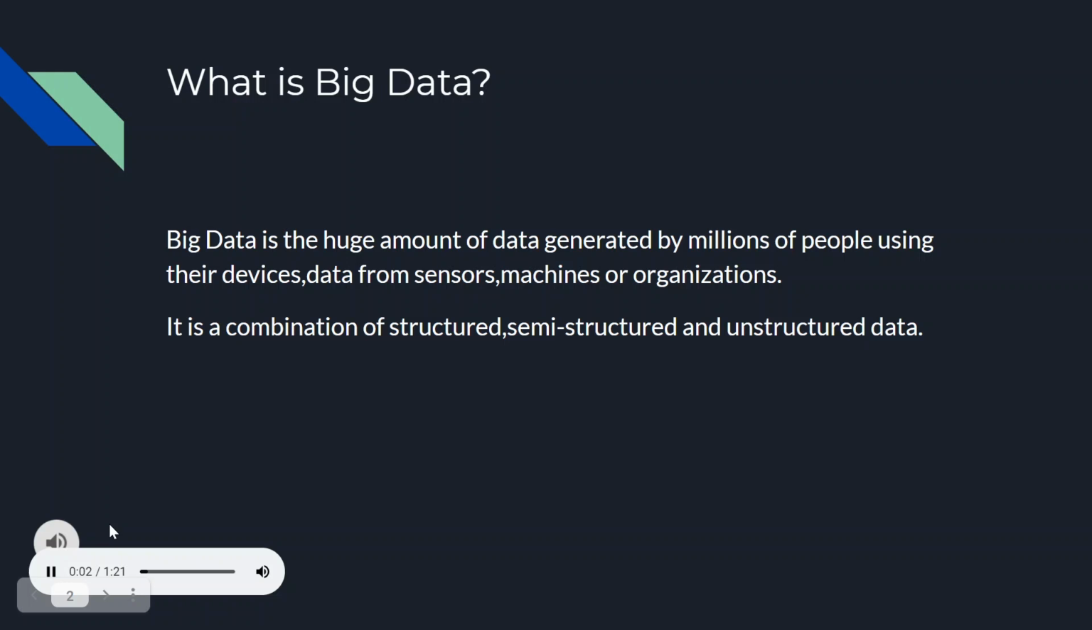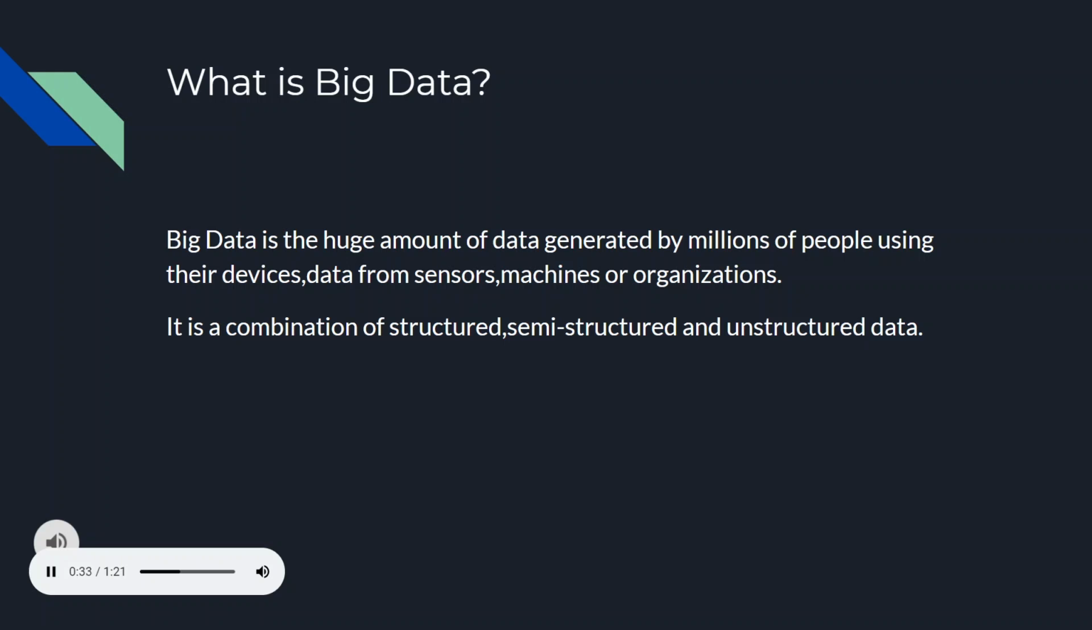So big data can be defined as the data which is generated and is arriving in increasing volumes from different sources and in different forms. This data is of a huge volume as well as a variety. The data is generated from millions of people through their devices or organizations, machines, etc. The data can be classified into three types.